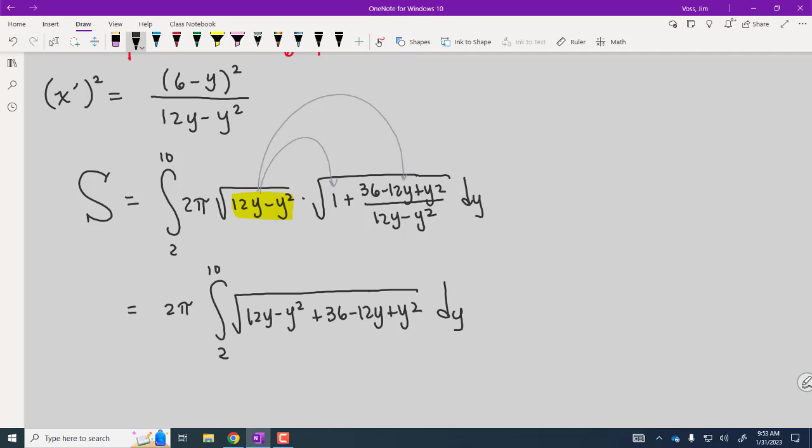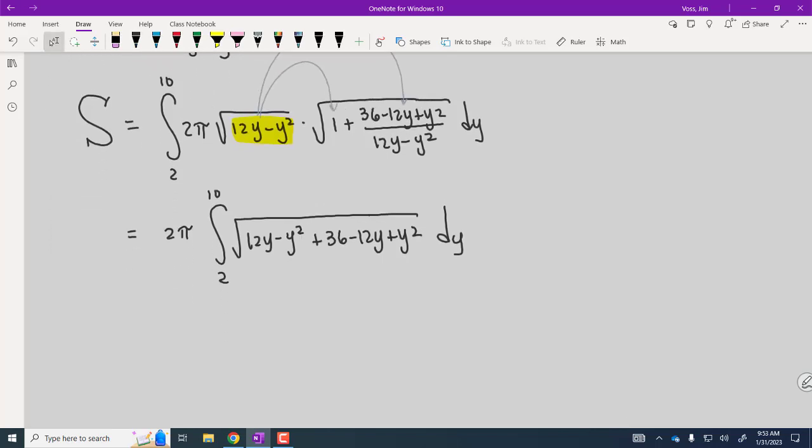And we can see that there is some nice cancellation. Negative y squared, positive y squared, positive 12y, negative 12y. So once again, we get a really nice simplification. So we're going to have 2 pi times the square root of 36, which is 6. And now our integral is 2 to 10 dy.